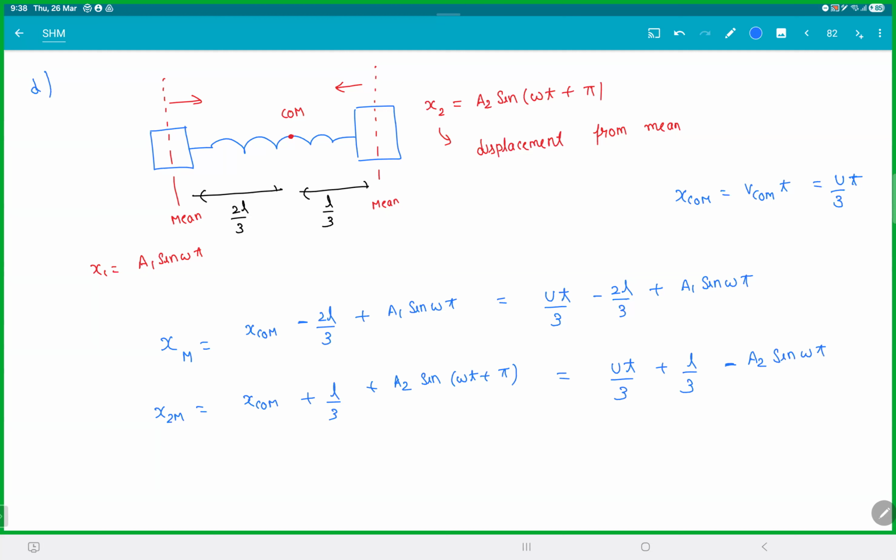Making sense? So first imagine the springs are not oscillating. Then what will be the coordinates? Center mass coordinate plus L by 3, center mass coordinate minus 2L by 3, isn't it? If there are no oscillations, isn't that the coordinates of both the blocks? If there is an oscillation from the mean position, what is the coordinate? A sine omega t. Add them up and you are done. Are you getting how we got the coordinates?